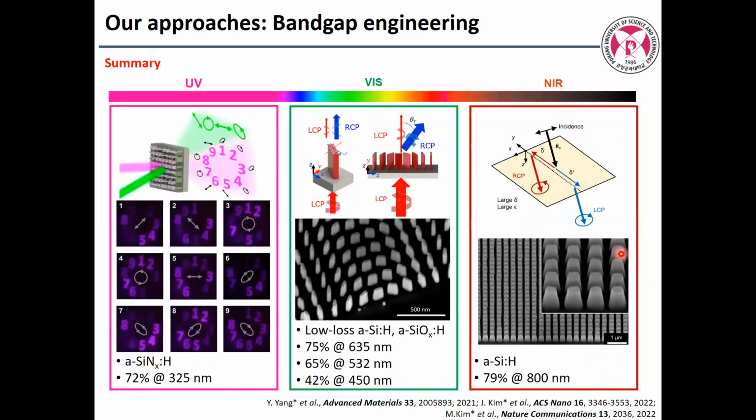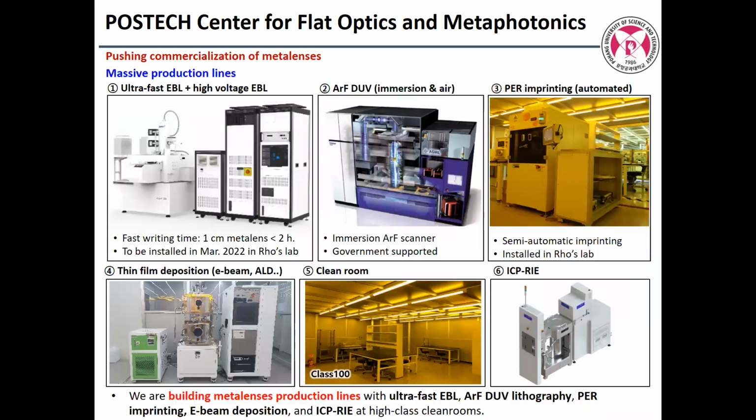So in summary, we are using this modified band gap engineered material: in UV, like nitride; in visible, silicon; in near IR, still silicon. But the performance becomes much better than typical amorphous silicon.